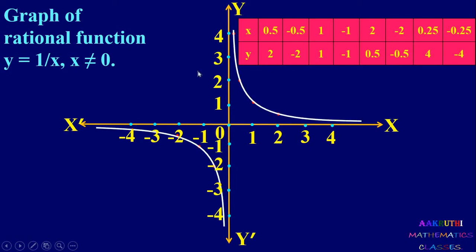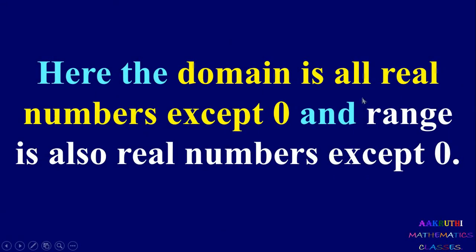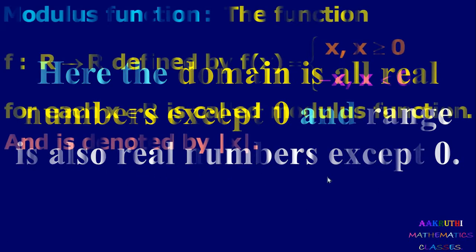So this is the graph of y equal to 1 by x when x is not equal to 0. This is a graph of the rational function y equal to 1 by x for x not equal to 0. Here the domain is the set of all real numbers except 0, and the range is also real numbers except 0.